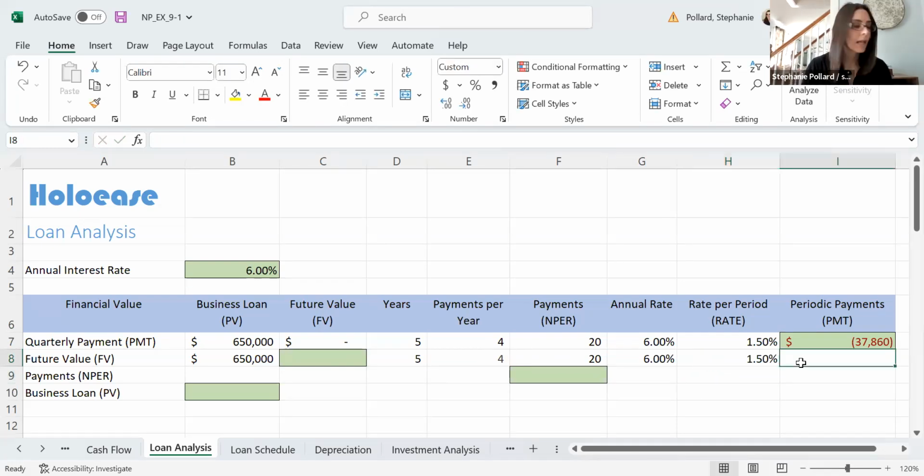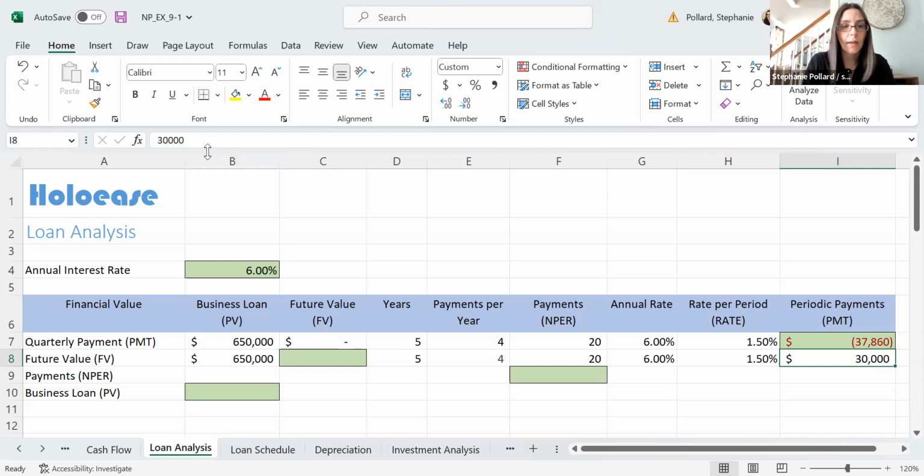Now, in this case, let's say our company only believes that they can make $30,000 every quarter in payments. So that extra $8,000 is too much. Realistically, maybe we think we can afford $30,000. So we can type in that 30,000 here. Notice if I type in 30,000, it does show positive.